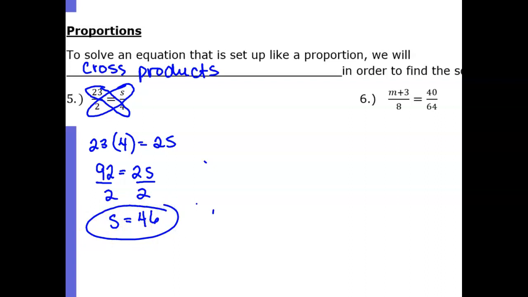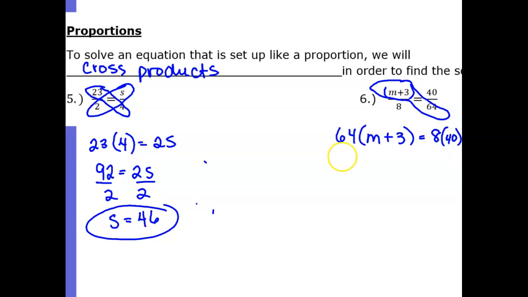So where we have to be careful with this is with example number 6. Notice the top has 2 terms. You have to make sure you put that in parentheses. So when you set up your cross products, this is going to be 64 times (m plus 3), and that's important, and that's going to be equal to 8 times 40.